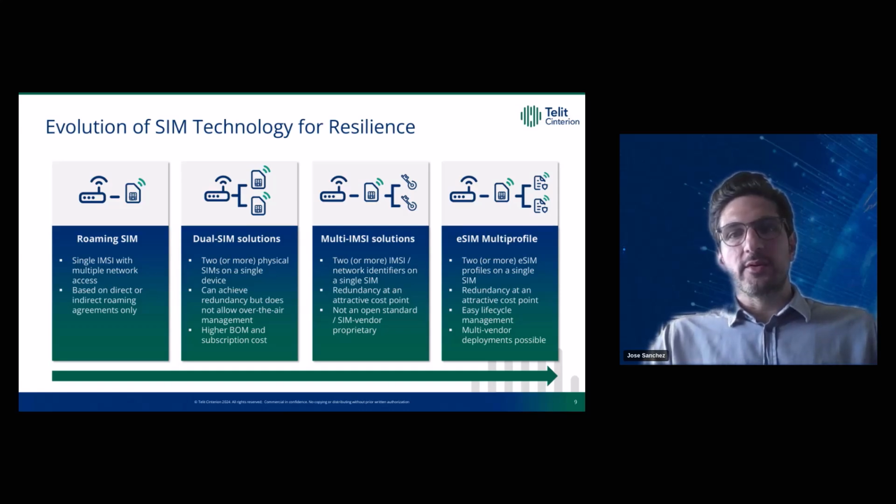Next, dual SIM solutions, right? So here the device implementers try to improve the reliability of applications and overcome limitations given by the fact that some networks might not be available at specific times. They might have downtimes. So the dual SIM solution allows the device to use a failover configuration and switch SIM cards automatically in case of outage.